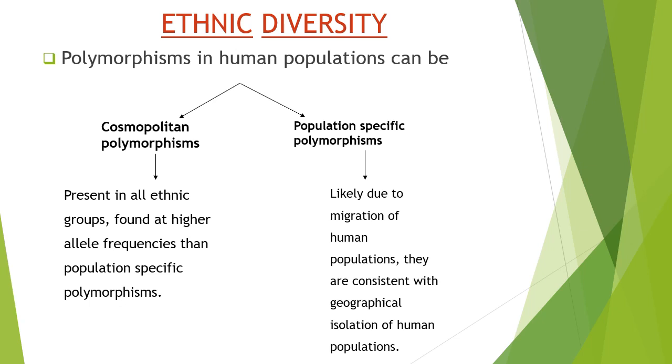Ethnic diversity. Polymorphisms in human populations can be cosmopolitan polymorphisms or population-specific polymorphisms. First is cosmopolitan polymorphisms. It is present in all ethnic groups, found at higher allele frequencies than population-specific polymorphisms. The population-specific polymorphisms are likely due to migration of human populations. They are consistent with geographical isolation of human populations.